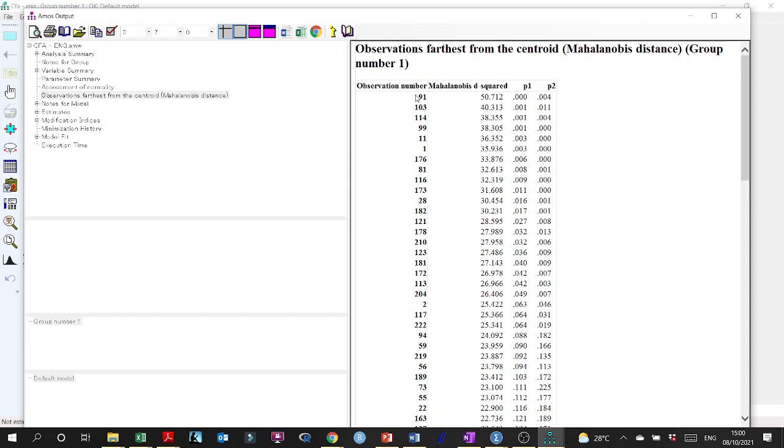First of all, take a look on top. This is the longest distance, 50. Look, 10 units between this record 91 and record 103. 10 points. And then the next distance is only 2 points apart. So definitely I am going to get rid of this.